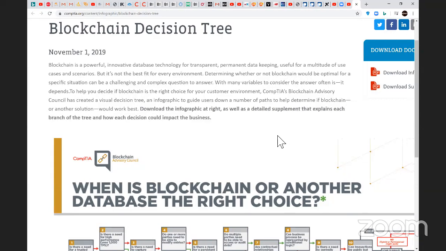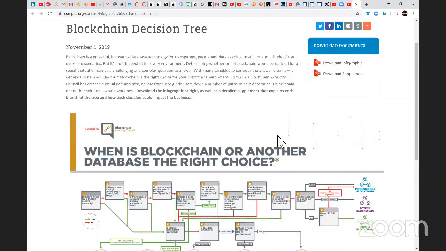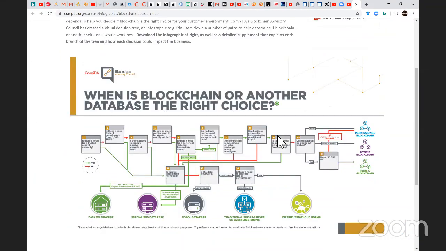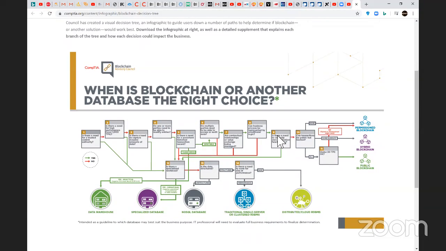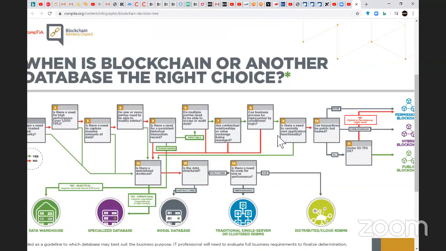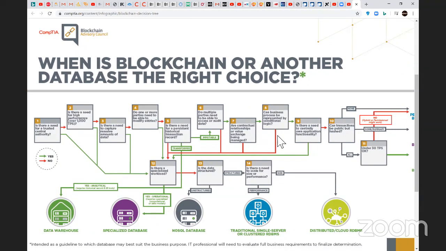So let's just go over this real quick. You can actually download this. This is in the description beneath the video. So expand this out just a little bit. So the first is, is there a need for a trusted central authority? Yes or no? If no, then you skip to question 2. Is there a need for high performance, over 1,000 transactions per second? That's what TPS stands for. If no, go to 3.